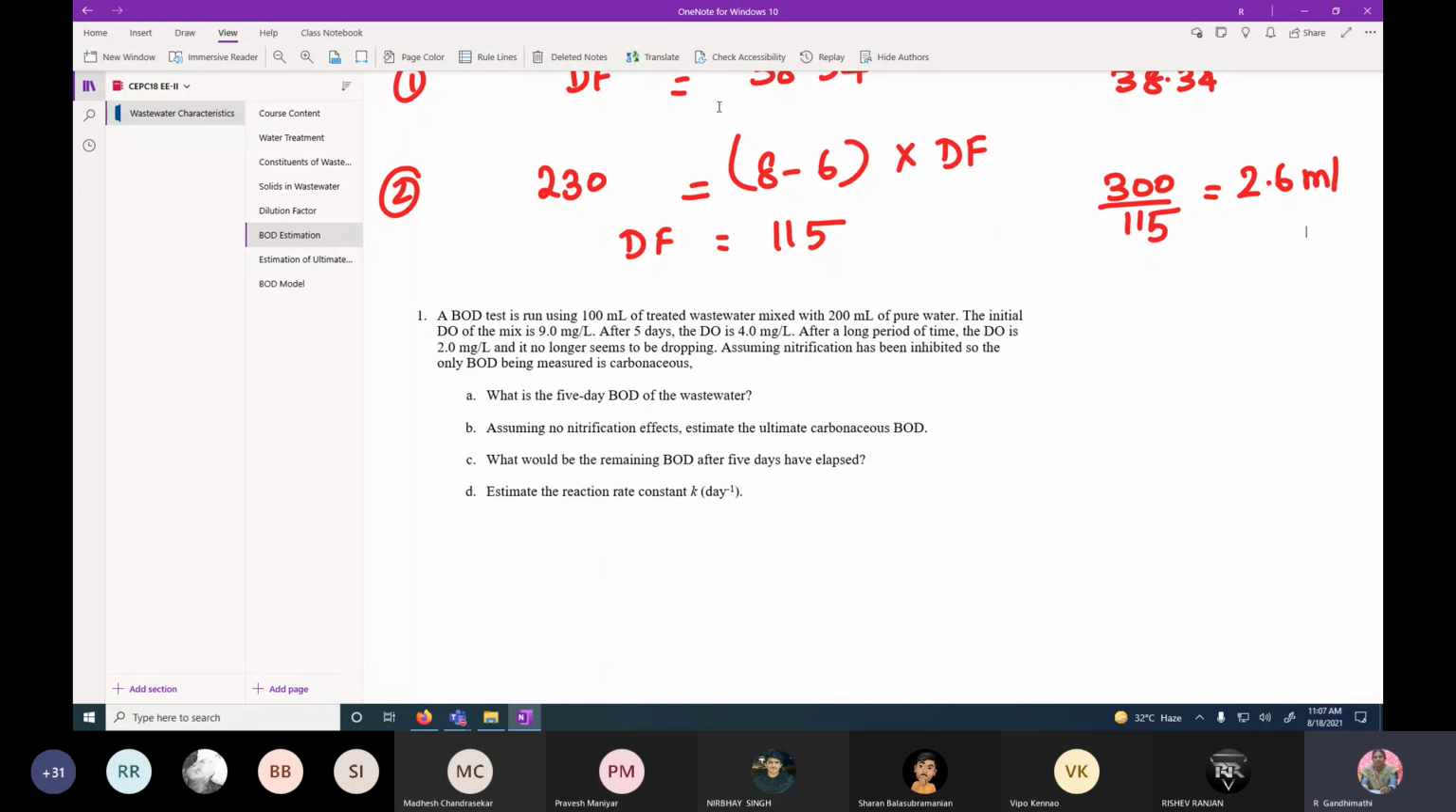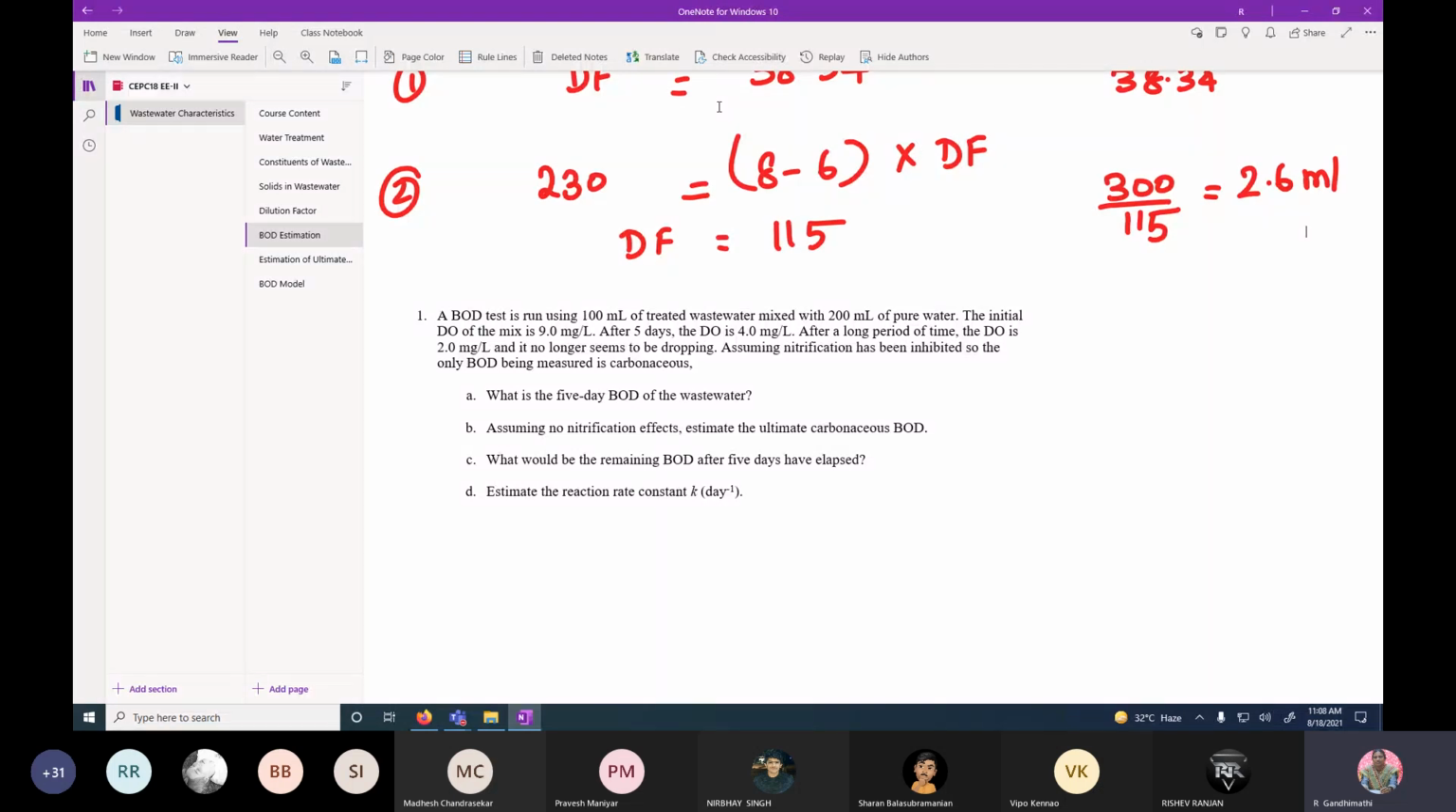Here, they have used 100 ml of the treated wastewater with 200 ml of the pure water. Sometimes we can use tap water for BOD measurement, because tap water generally contains nutrients and a sufficient amount of dissolved oxygen. Because it's open to the atmosphere, it definitely has more DO than prepared dilution water. That's why they have mentioned the term pure water.